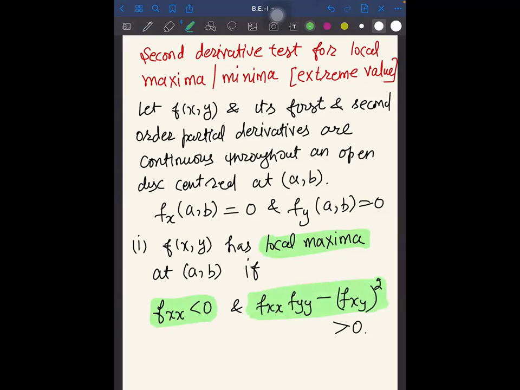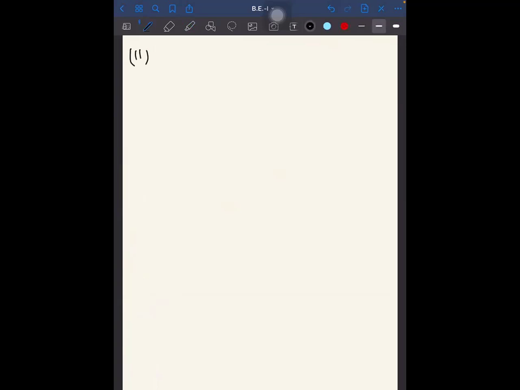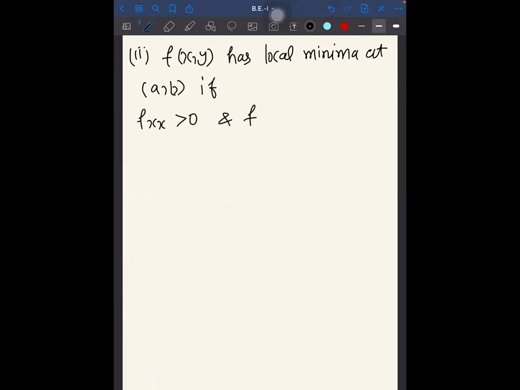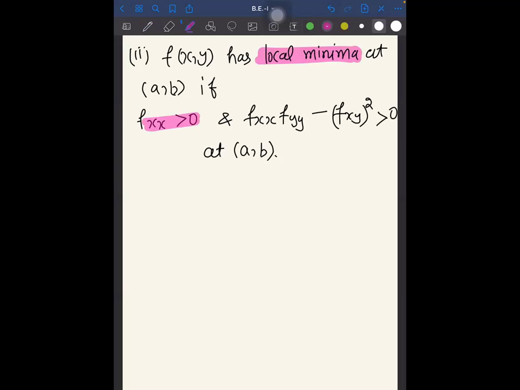Okay. Secondly, f of x, y has a local minima at (a, b) if these conditions are true. And what are they? fxx has to be positive and fxx fyy minus fxy whole squared should be positive at (a, b). So I'll mark it as local minima if this thing is positive and this will still remain positive. So in both conditions, this expression needs to be positive.